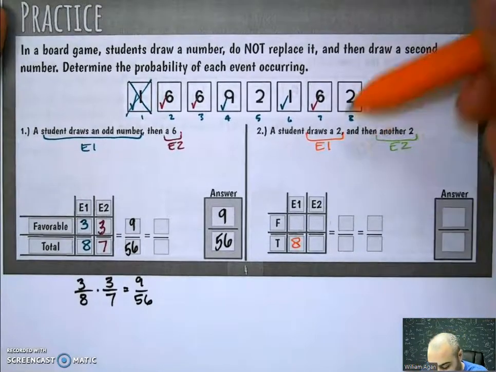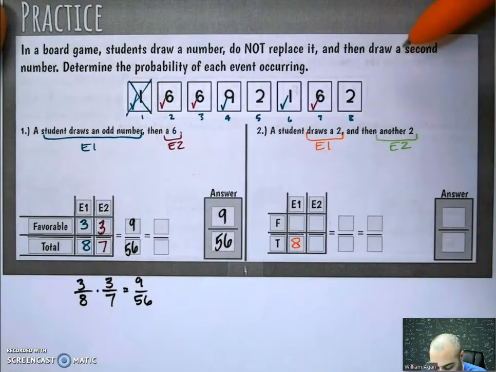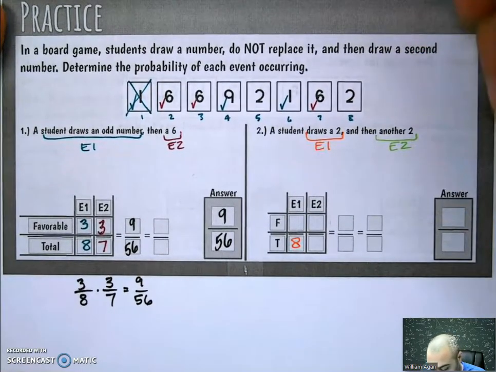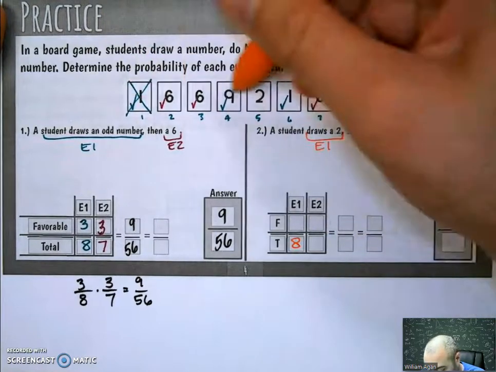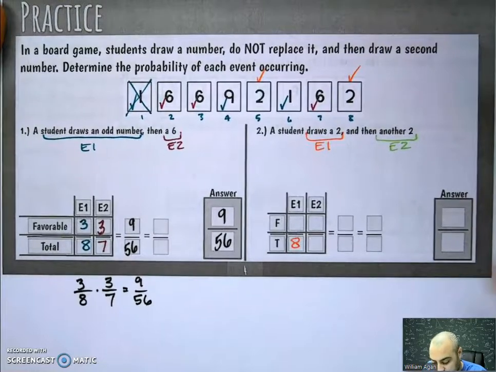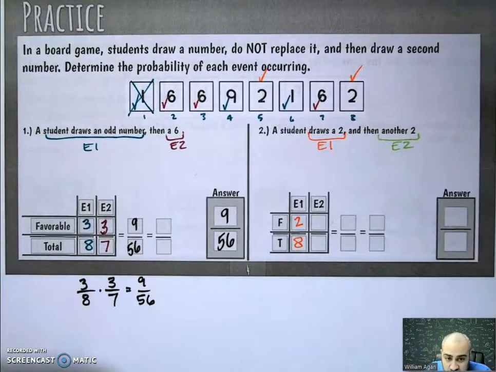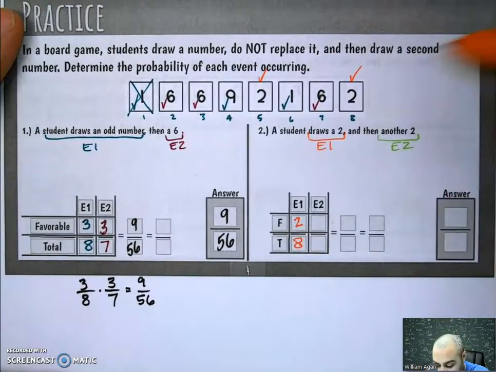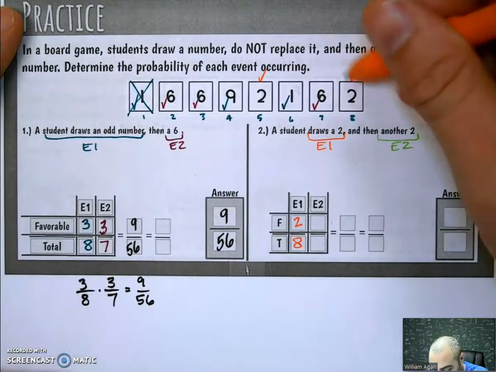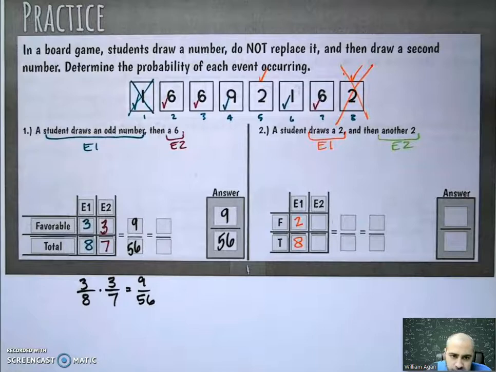Okay, so the first event, I want to get a 2. How many favorable outcomes do I have? So any 2 that I have, I'm going to put a little orange check on. There's a 2, and there's a 2. So how many favorable do I have? 2. Okay, but I do not put it back. So it doesn't matter which one, but I'm going to pick one of them, and I'm going to put an X through it, because that 2 is no longer in the bag or the board game.